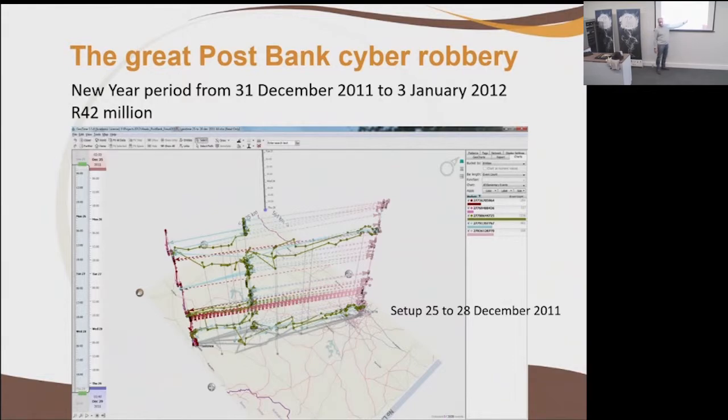The kingpin organizing it was in Centurion here, close to Pretoria. The other members of the gang were in Welkom in the Free State, and the Post Bank IT center, IT department, where they actually run the whole databases and everything for the bank, was situated in Bloemfontein. So what they did is they found a guy that matched the profile that they were looking for, and they actually bribed him, coerced him into the theft. And this is the whole setup.